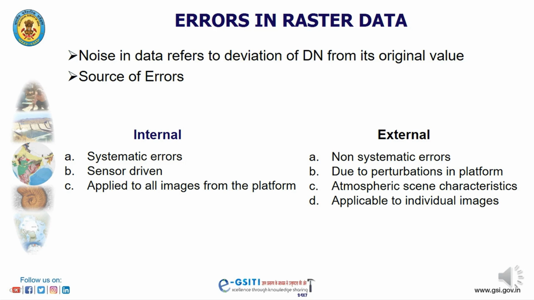Let's see about errors in raster data. The noise in data refers to deviation of digital number from its original value. There are different sources of errors, which can be classified as internal and external. Internal errors are otherwise called systematic errors or sensor driven errors, which are applied to all images from a particular platform. External errors are otherwise called non-systematic errors that may be due to perturbations in platform or atmospheric scene characteristics, which are applicable to an individual image.